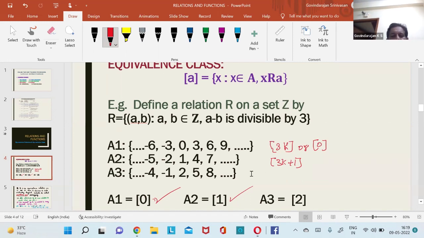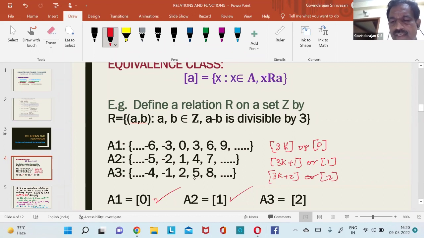This is also an equivalence class of the element 2, or we can write the equivalence class of 3k plus 2, where k is an integer. If we write it using the square bracket, [2] means the equivalence class of 2. These are the 3 equivalence classes.